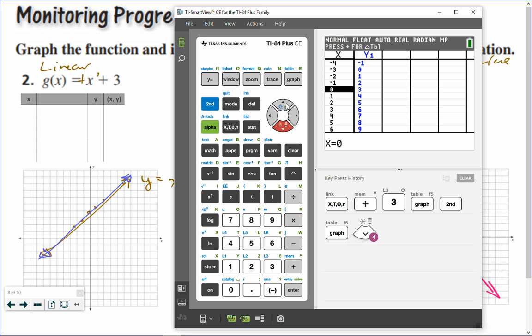Where's my y-intercept? 0, 3. That's my y-intercept. Right? That shifted up 3 units.